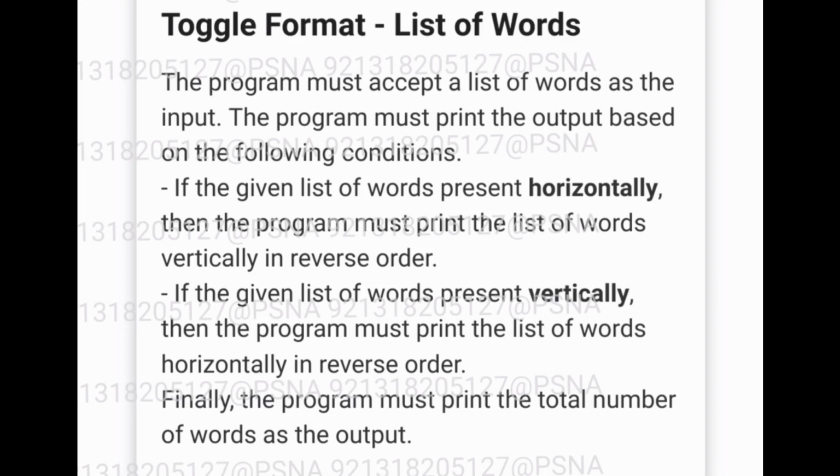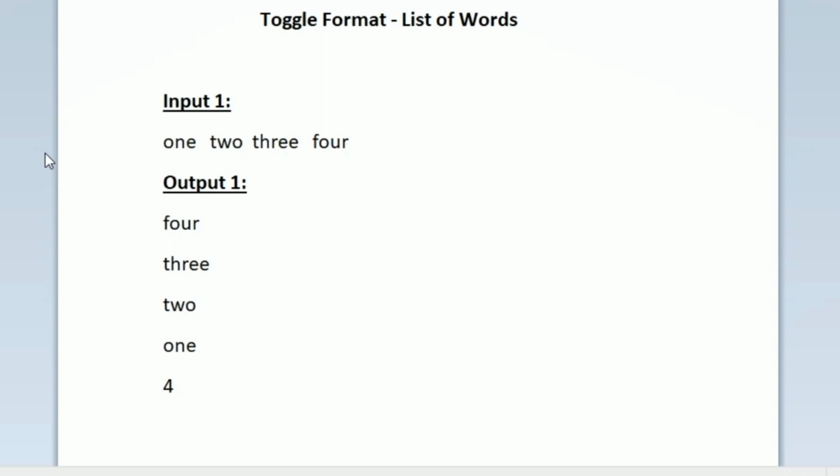This is the question asked in today's SkillTrack Daily Challenge. So we will be given a list of words as an input. In sample input 1, we are given a list of 4 words. This input list of words can be given either horizontally or vertically. In our first sample input, the list of words is given horizontally. All the 4 words 1, 2, 3, 4 are given in the same line.